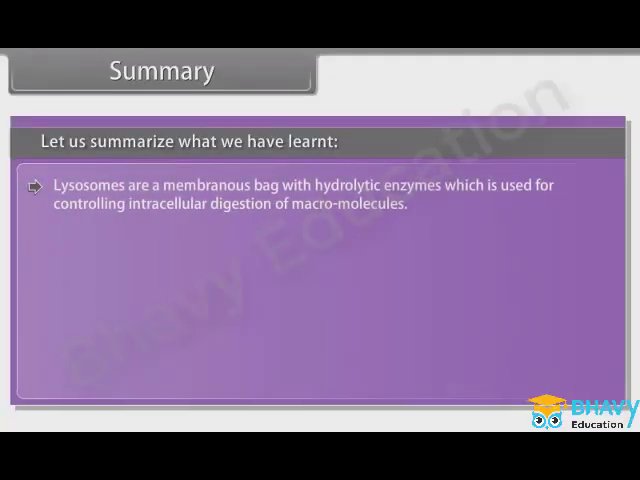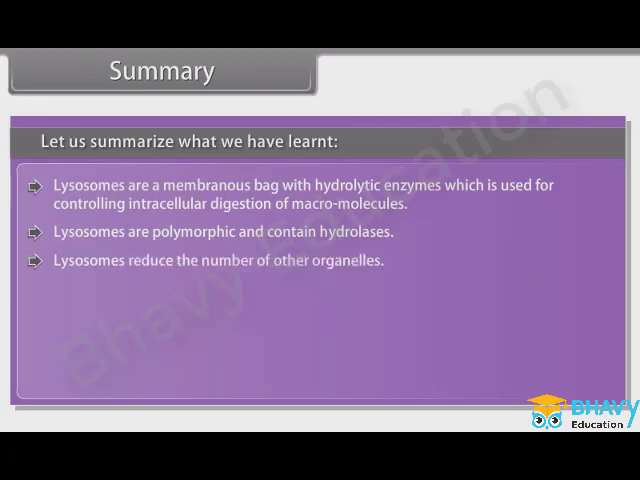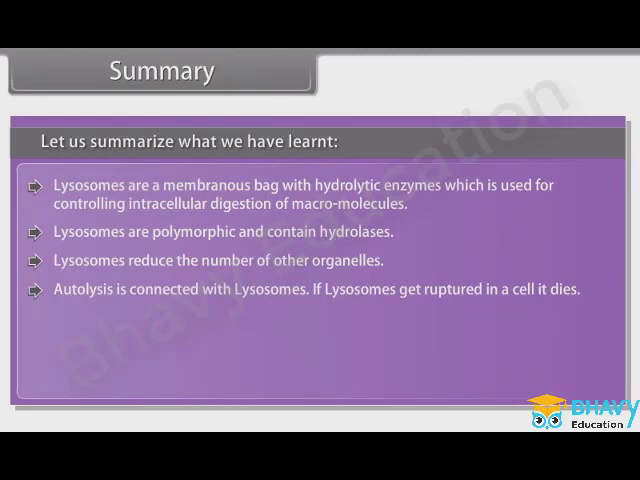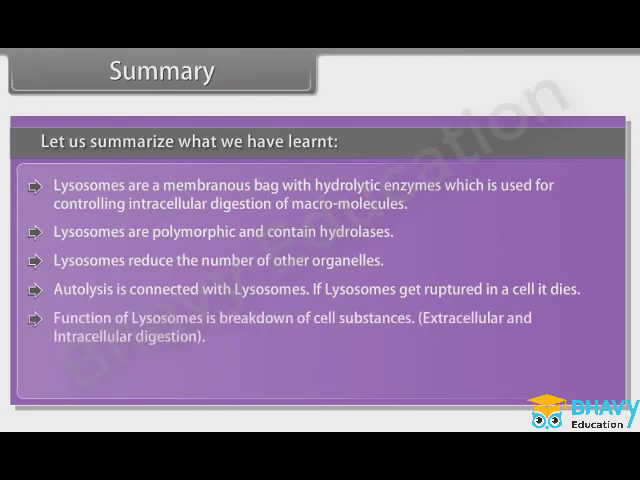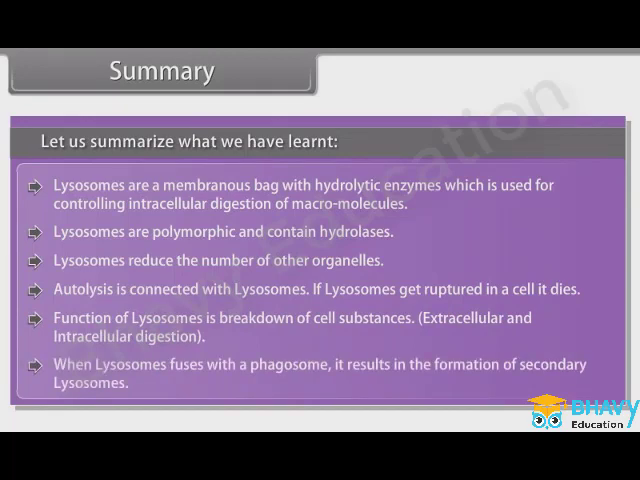Lysosomes are membranous bags with hydrolytic enzymes, used for controlling intracellular digestion of macromolecules. Lysosomes are polymorphic and contain hydrolases. Lysosomes reduce the number of other organelles. Autolysis is connected with lysosomes. If lysosomes get ruptured in a cell, it dies. The function of lysosomes is breakdown of cell substances. When a lysosome fuses with a phagosome, it results in the formation of secondary lysosomes.